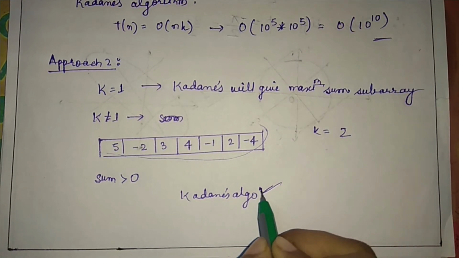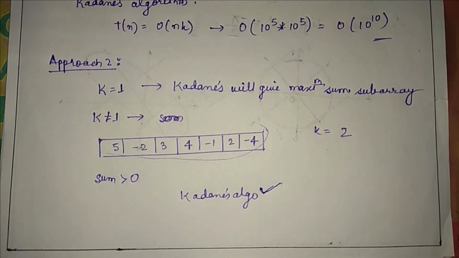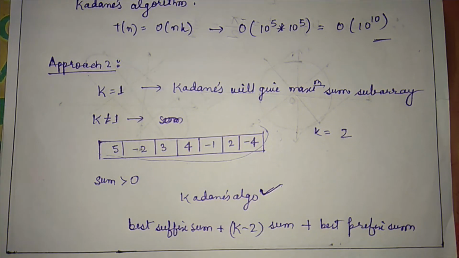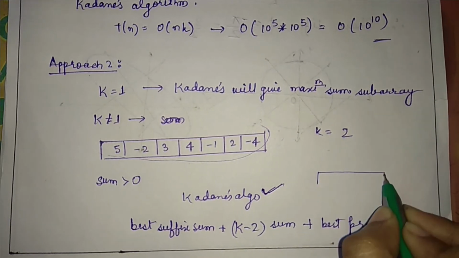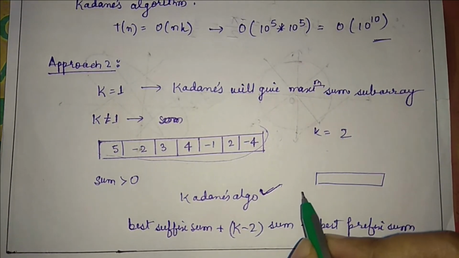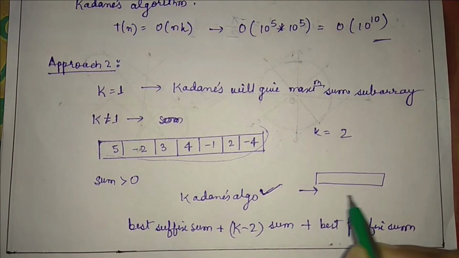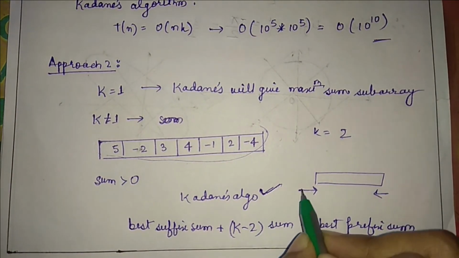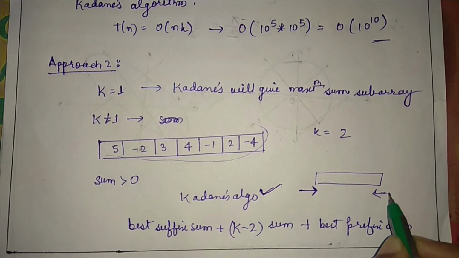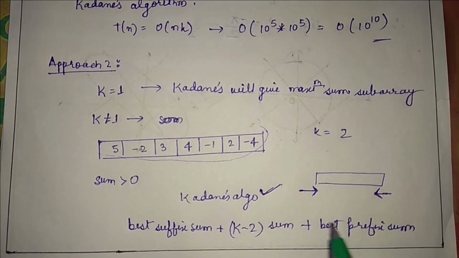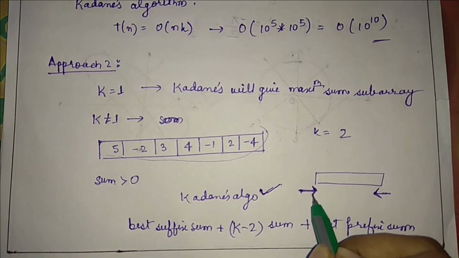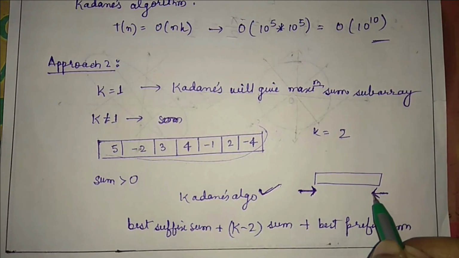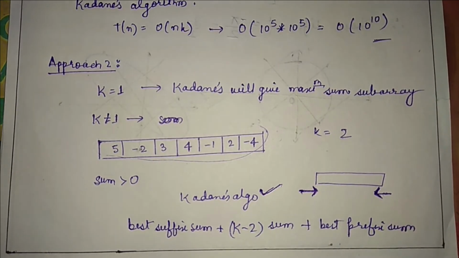So one answer could be Kadane's algorithm. What would be the other answer? Suppose this array is repeated 2 times. If you imagine it this way, this is our array, and I have found the best prefix sum and best suffix sum. Prefix sum starts from the beginning of the array and suffix sum starts from the ending of the array. So what is the best sum possible from the beginning of the array, and what is the best sum possible from the end of the array?